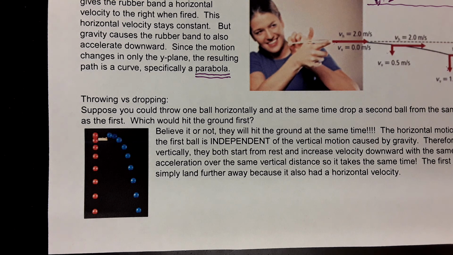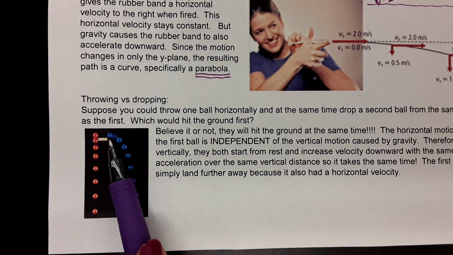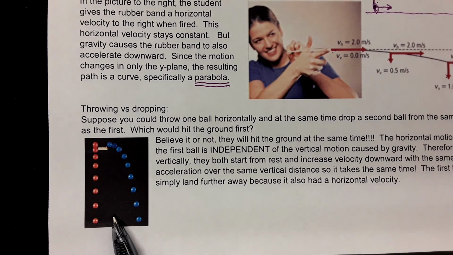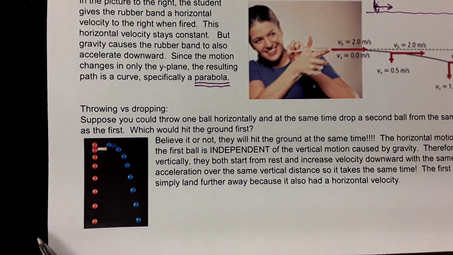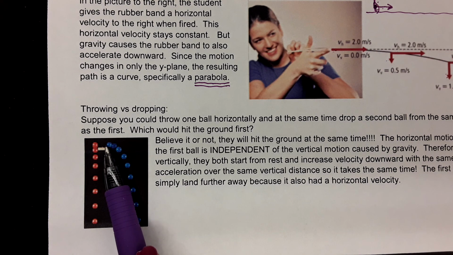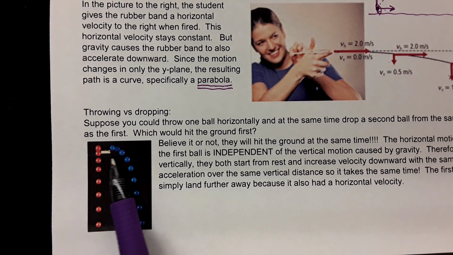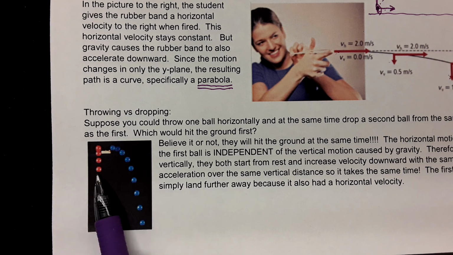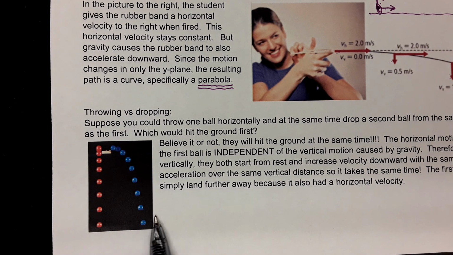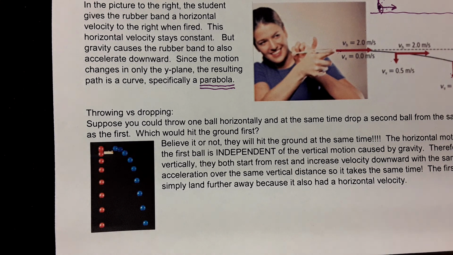It really will. And I'm going to show you some little video clips about that so you can actually see it happen. The horizontal motion of the blue ball is constant, but it doesn't affect the vertical motion or vice versa. Neither motion affects the other. So the blue ball will actually accelerate at the same rate as the red ball, and they'll hit the ground at the same time.